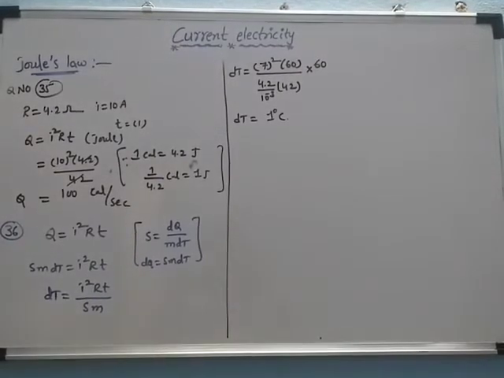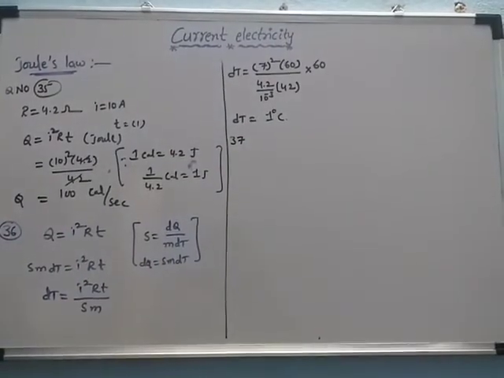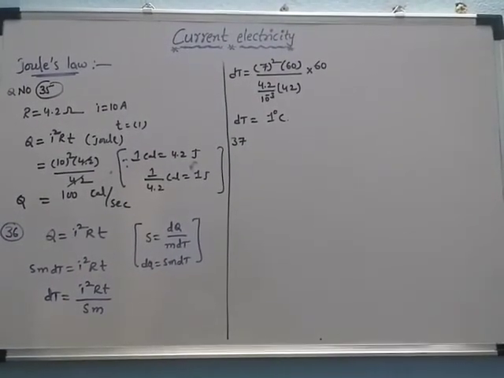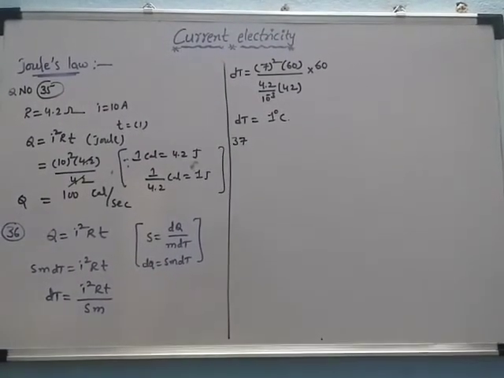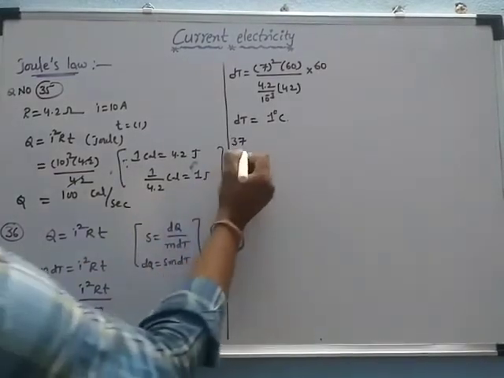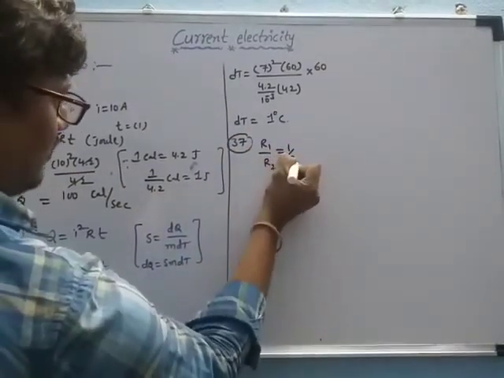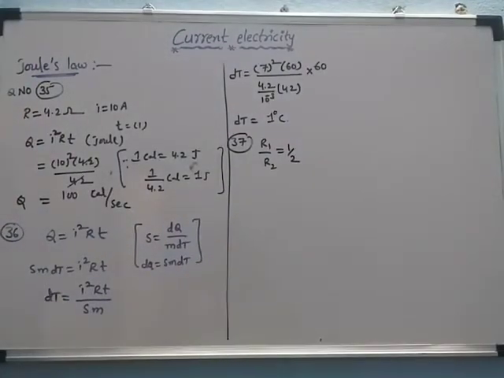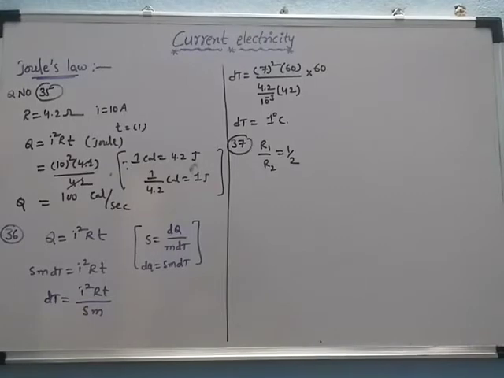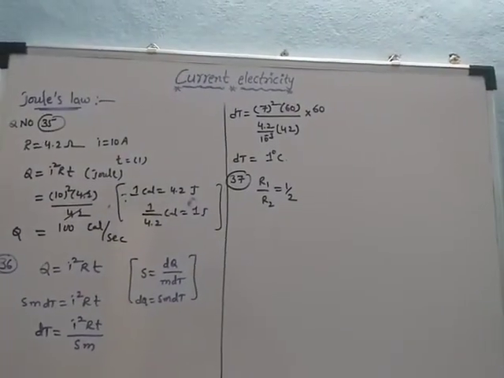Let's see question number 37. Now here, two electric bulbs whose resistances are in the ratio R1 by R2 is equal to 1 by 2 are connected in parallel to a constant voltage source. The power dissipated in them have the ratio.